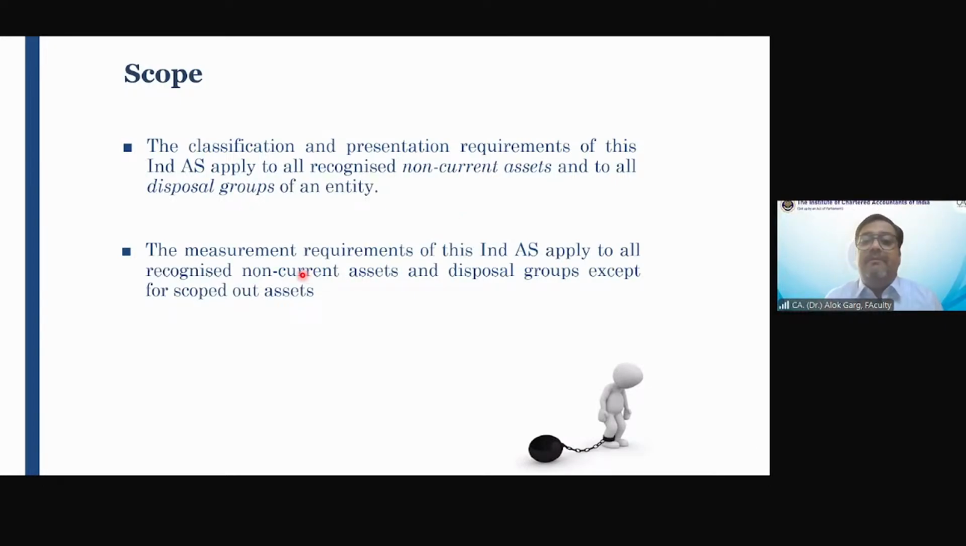Okay, the measurement requirement of this Ind AS applies to all recognized non-current assets and disposal groups except for scoped out assets.